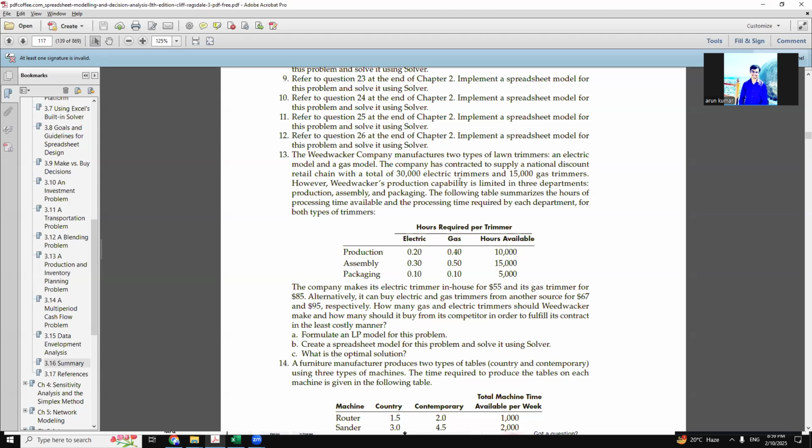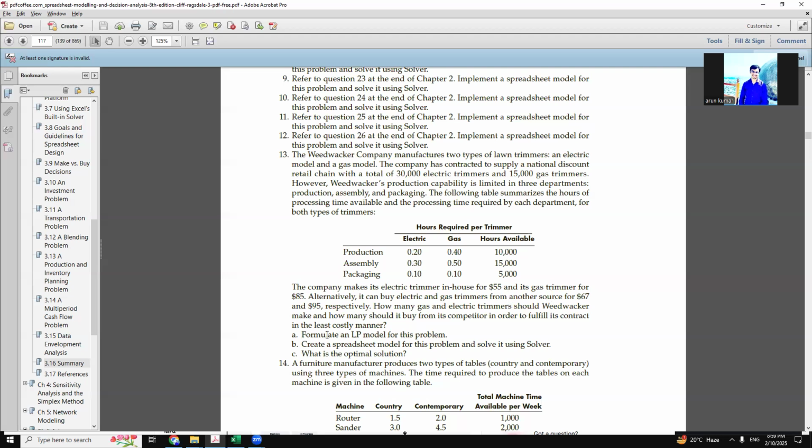So today I'm going to provide the solution of question number 13 from the book Spreadsheet Modeling and Decision Analysis. In this question, the Woodwacker Company manufactures two types of lawn trimmers. They have provided a table for electric and gas and hours available. These are all the categories.